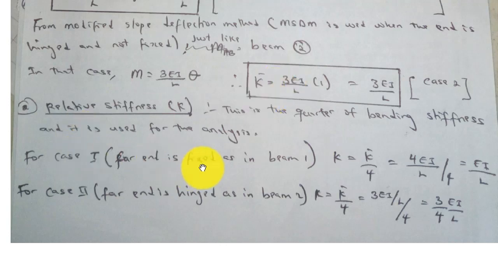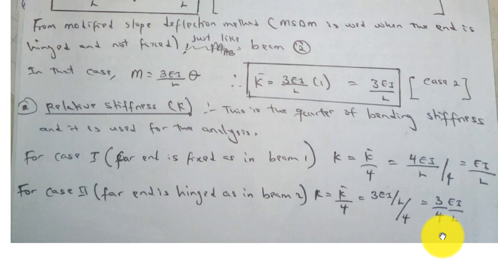So for the first case, when the far end is fixed, which is the first beam, the relative stiffness is bending stiffness over 4. What's the value of that one? 4EI over L. If you divide by 4, you have EI over L. For the second case, which is simply supported, when the far end is pinned, k is equal to k bar over 4, and the value of that k bar is 3EI over L. So when you divide it by 4, you have 3 over 4 EI over L. This is the value for k when the far end is pinned.